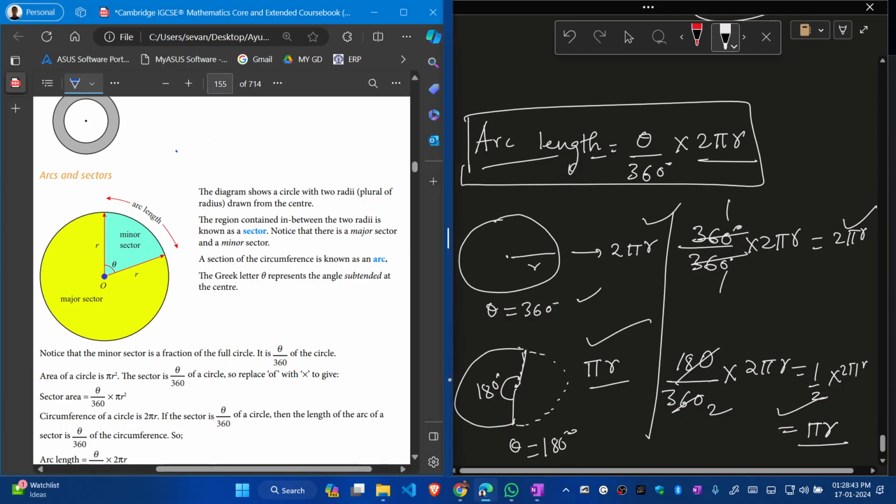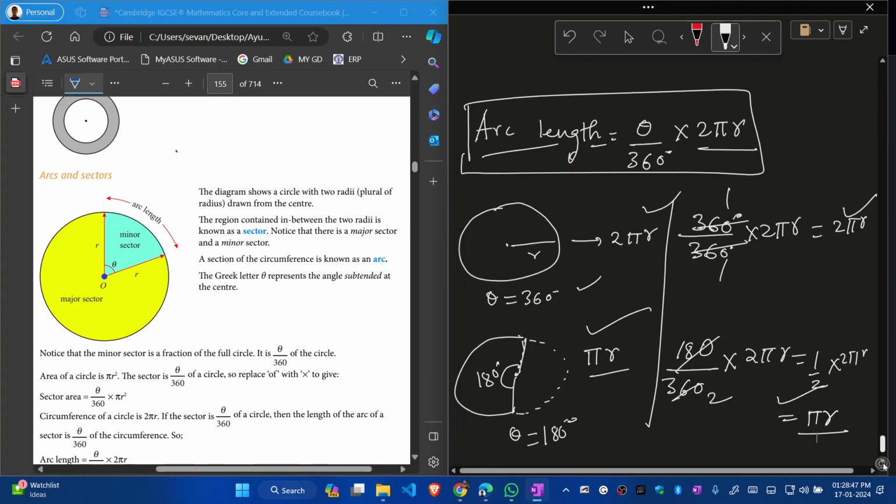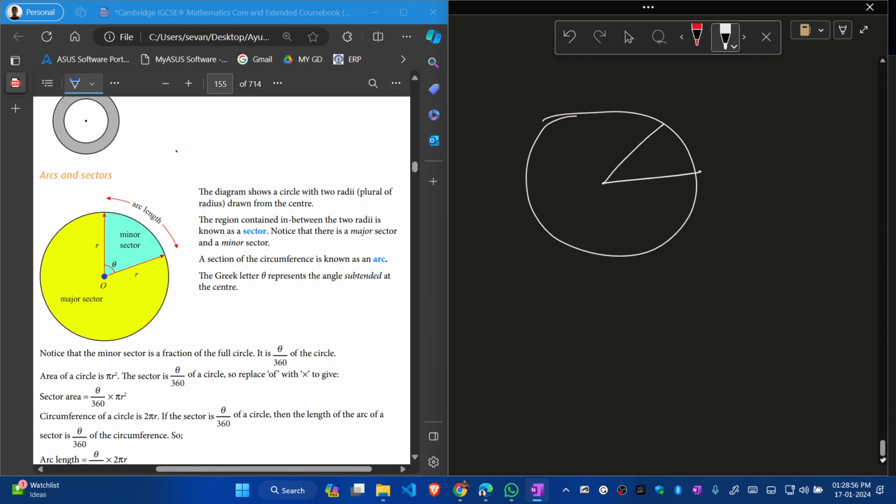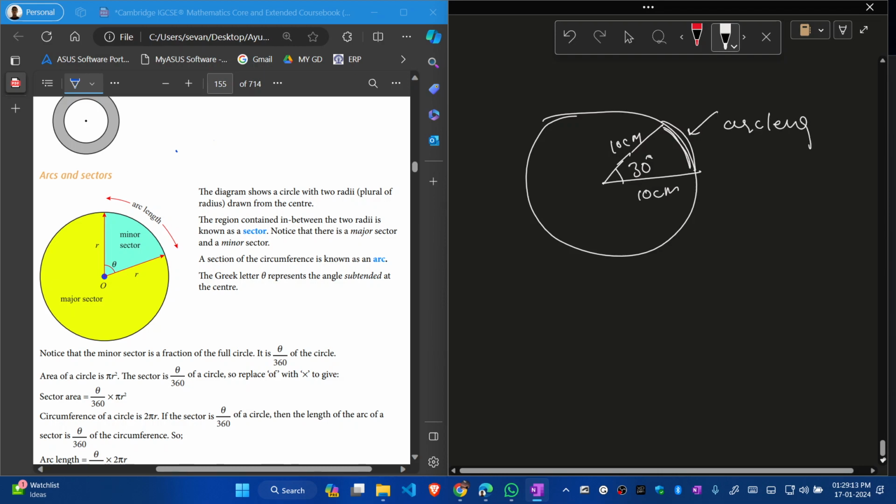So what is the point of introducing this? With the help of this, let's say this is a circle, and you know that the radius is, let's say, 10 centimeters. Then if this angle is, let's say, 30 degrees, you can easily find this arc length and this sector area. This is the application of these two formulas: you can easily figure out the area and the arc length.